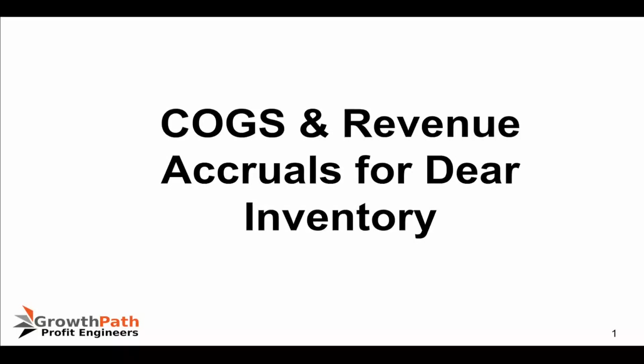Let's talk about the mismatch between COGS and revenue, which can happen in DIA inventory. It can happen in any perpetual inventory system, actually, but I'm going to talk about DIA inventory and how we can fix it.